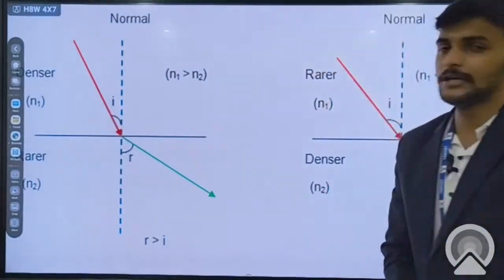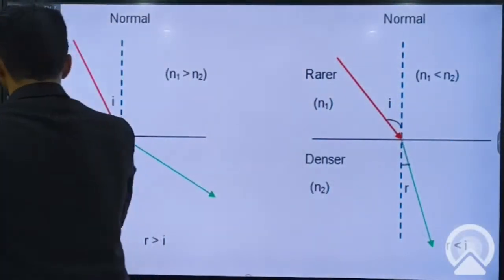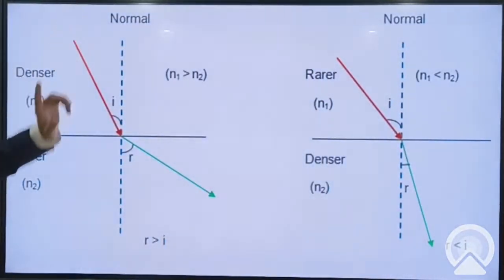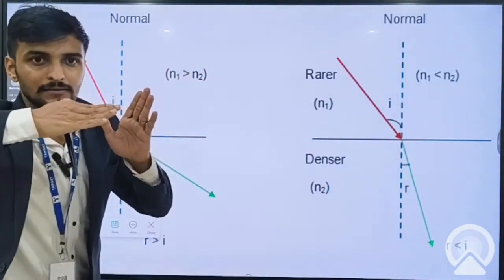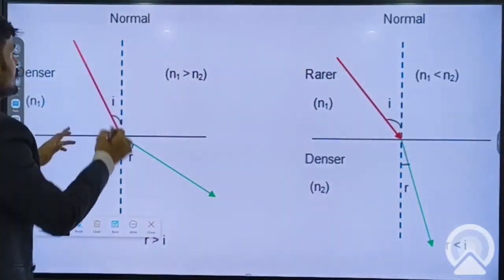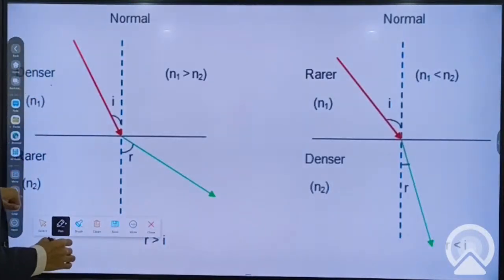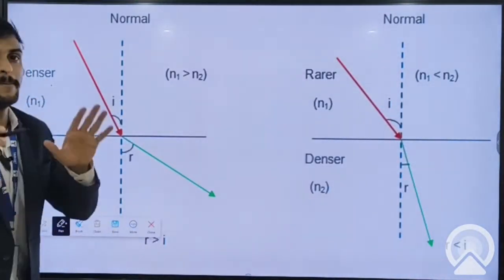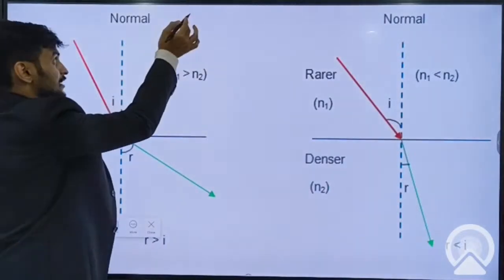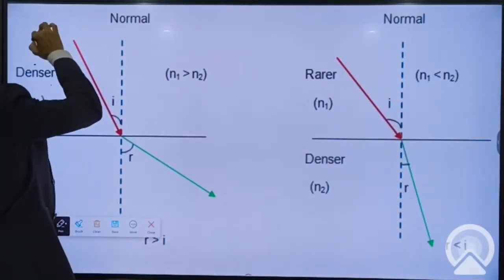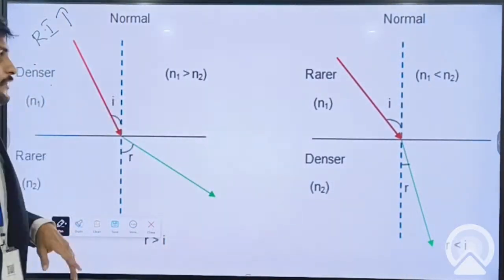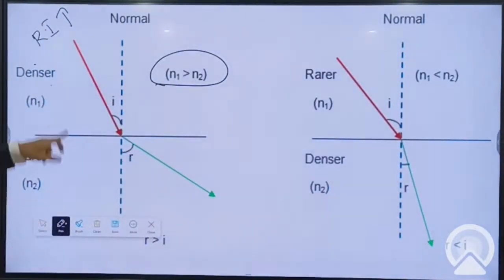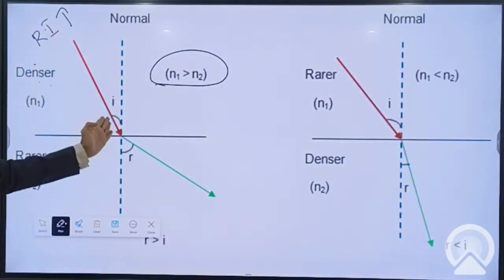Okay, so if light is traveling from a denser medium to a rarer medium, we know when light is traveling from one medium to another medium, there will be a bending. That is called refraction. Here, the light is traveling from denser medium to rarer medium. Denser means the medium having higher refractive index. Here you can see N1 greater than N2. That is, this one is denser, this one is rarer. Clear? So light is traveling from denser medium to rarer medium.